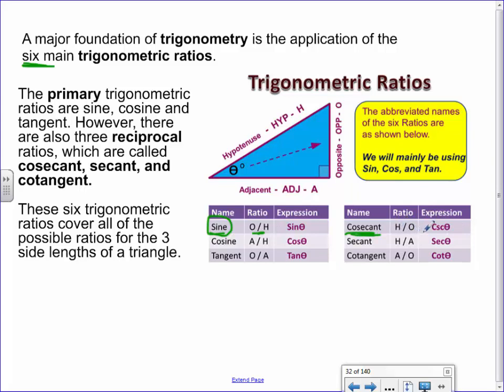We rarely use these ones. They're not all that purposeful. But there's a doppelganger where all you do is flip the ratio. Rather than O over H, it's H over O. That's all. You just flip it upside down. Cosine has a doppelganger called secant, where you flip A over H to being H over A. And tan has a doppelganger called cotan.